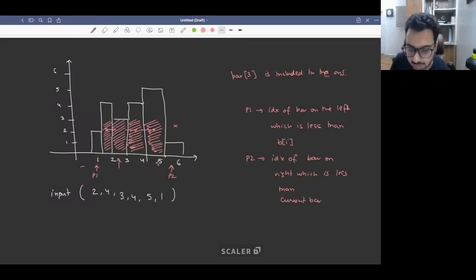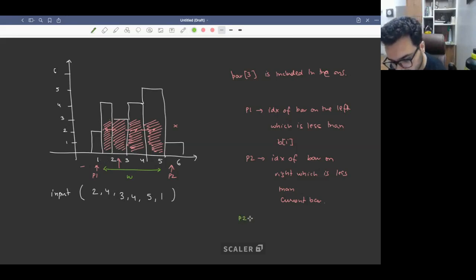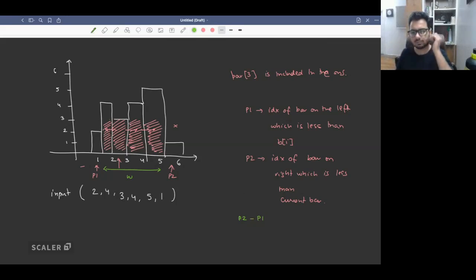Now, once you know P1 and P2, can I say I know the width? At least I know the width of the rectangle. How much is the width? So it is how much? 4. So can I say it is nothing but P2 minus P1 minus 1 or plus 1? Come on, tell me. Minus 1. Okay. The width is nothing but P2 minus P1 minus 1. Right. So it is nothing but 6 minus 1 minus 1, which is 4.